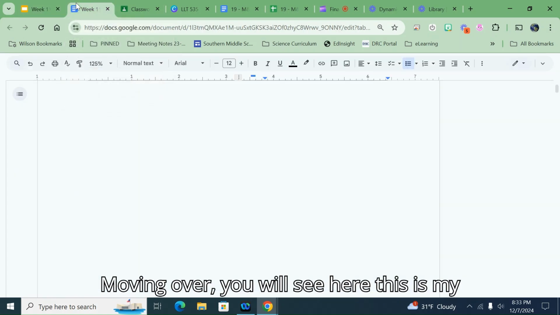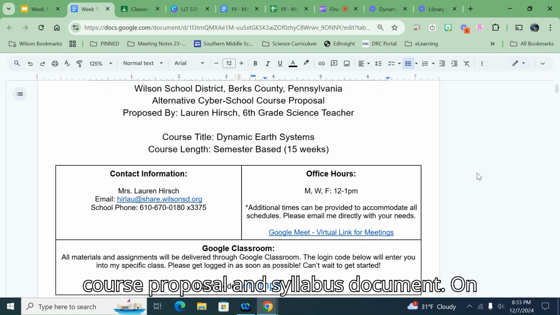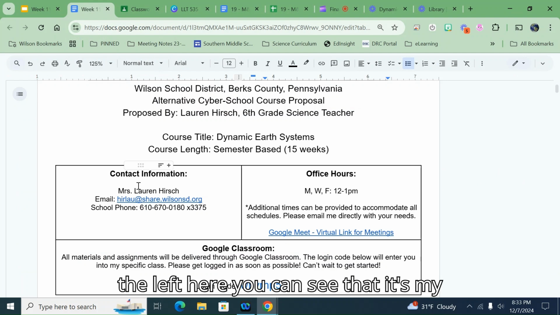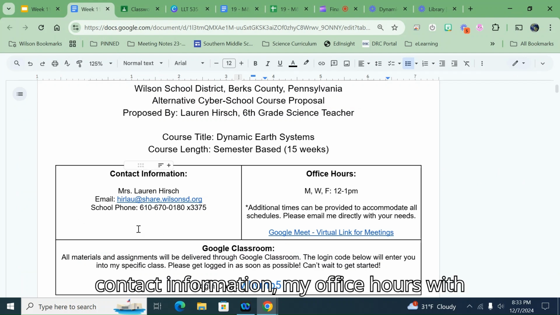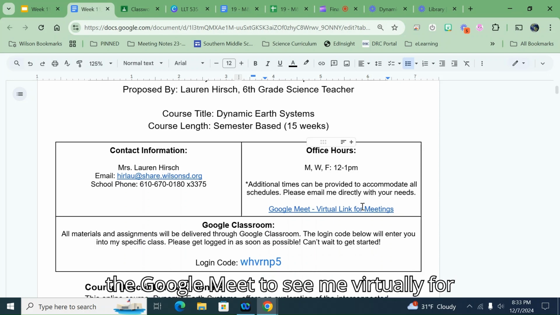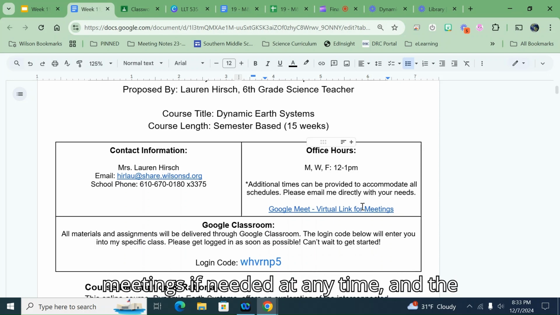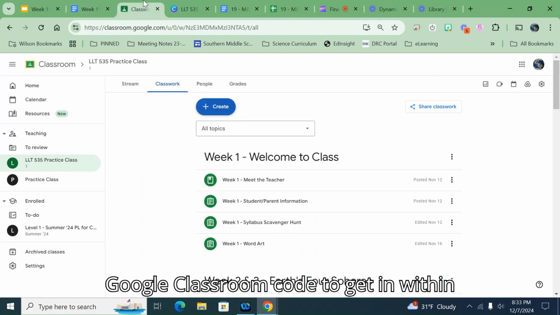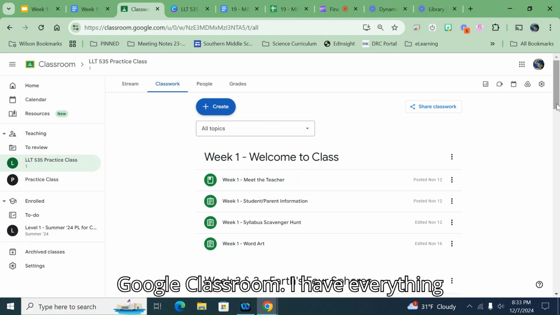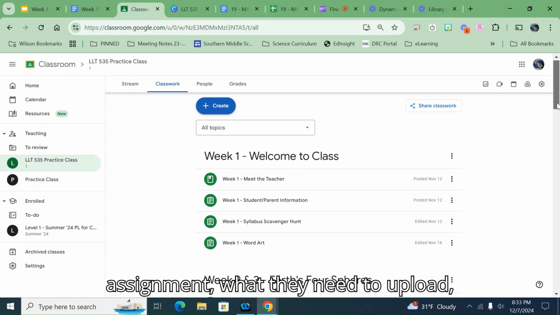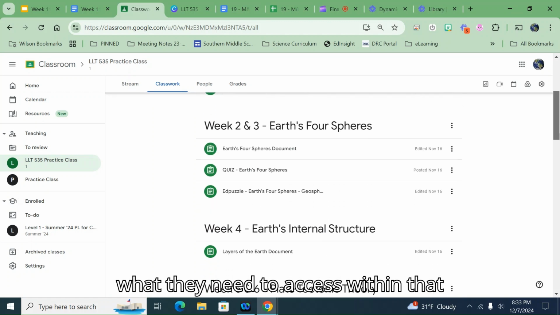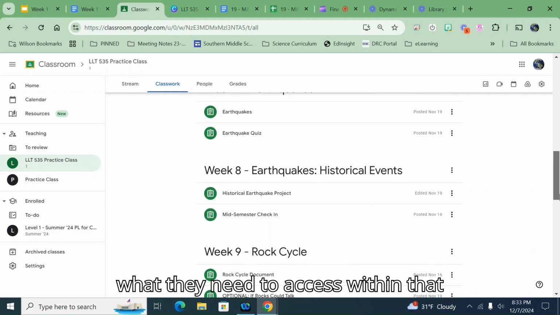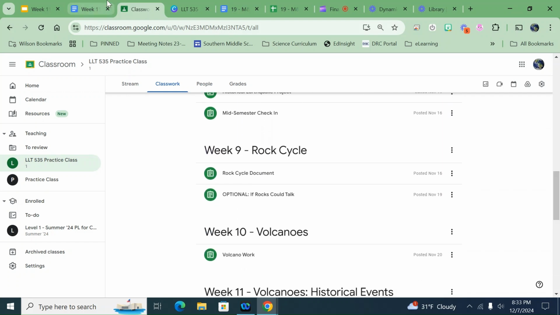Moving over, you will see here, this is my course proposal and syllabus document. On the left here, you can see my contact information, my office hours with the Google Meet to see me virtually for meetings if needed at any time, and the Google Classroom code to get in. Within Google Classroom, I have everything broken down into weeks with the assignment, what they need to upload, and what they need to access within that week's work.